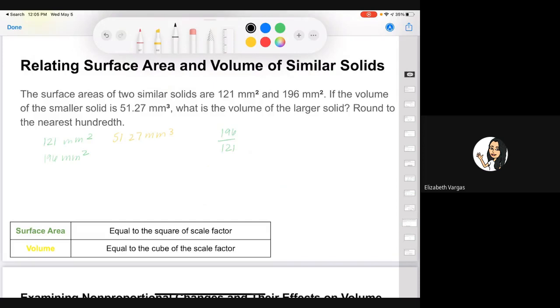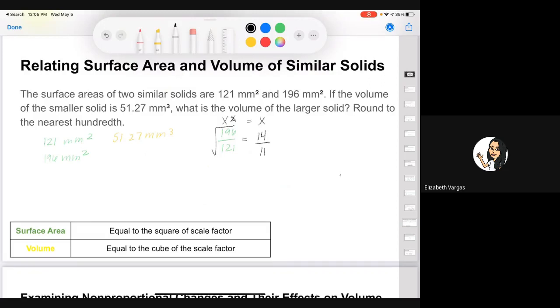So if you think about it, my surface area is the square of my scale factor. So basically my surface area is x squared, and x would represent my scale factor. So in order to find my scale factor, since the surface area is equal to x squared, in order to find x, I want to take the square root of both sides. Taking the square root eliminates the square, and that tells me that my scale factor was originally 14 over 11. That's the easiest way to do it.